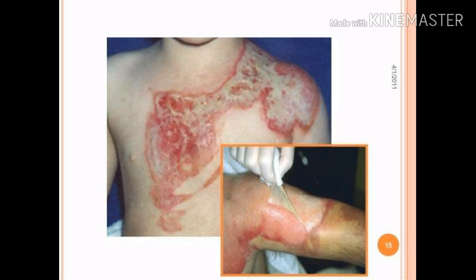What are these common fluids? So we have protein or 5% albumin in isotonic saline, where 1/2 is given in the first 8 hours, then another 1/2 is given in the next 16 hours.